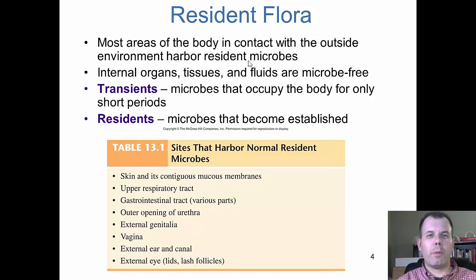And I'll show you here in a couple of minutes the difference between what should be sterile and what shouldn't be sterile. We do sometimes have microbes that occupy for a very short time. We pick them up from a door handle and maybe carry them over to another spot, maybe on our desk, and then they go away and we never see them again, and we call those transients. Other times we come in contact with microbes and they stay with us for a long period of time. Here are the sites for the normal residence: the skin and the mucous membranes, upper respiratory tract, gastrointestinal tract, outer opening of the urethra, external genitalia, the vagina, external ear and canal, and then the external eye.